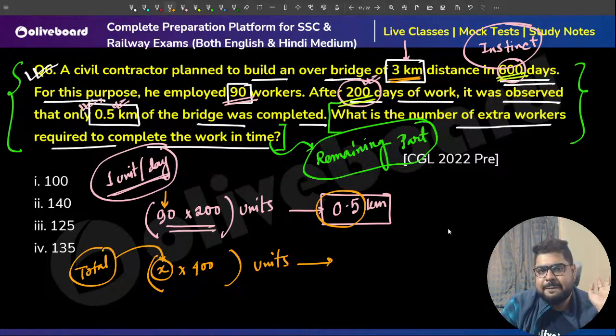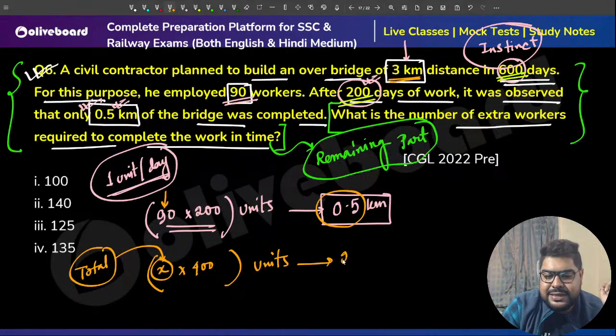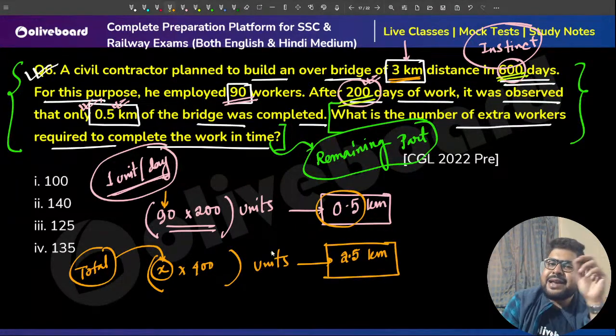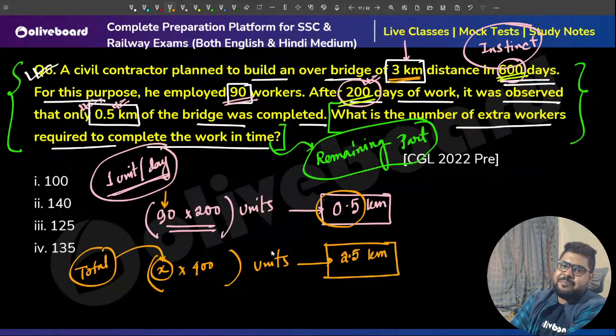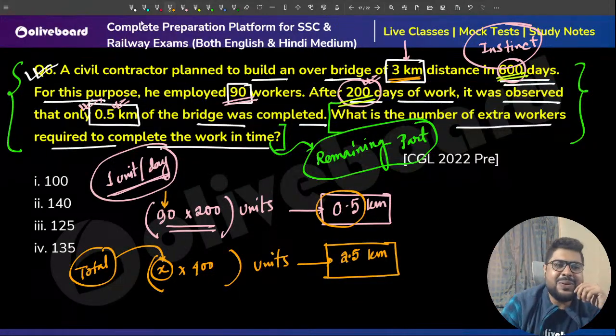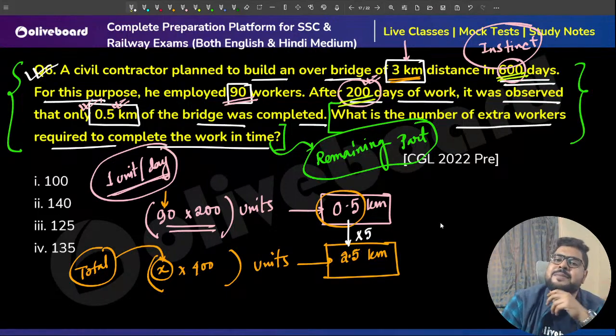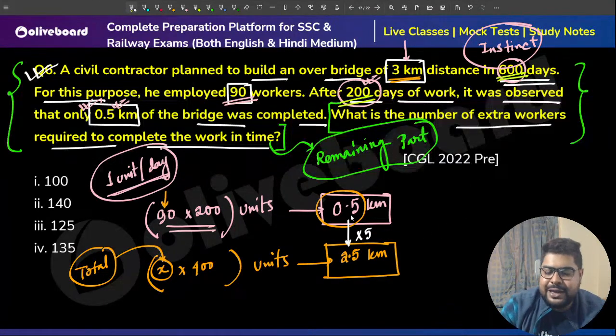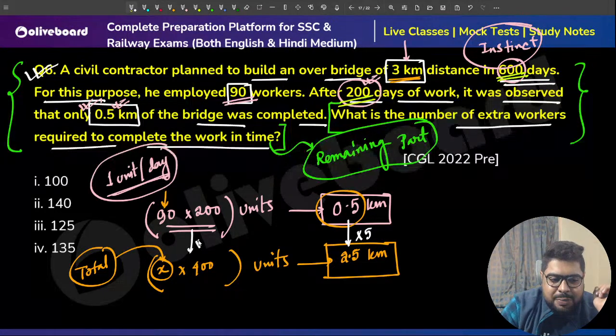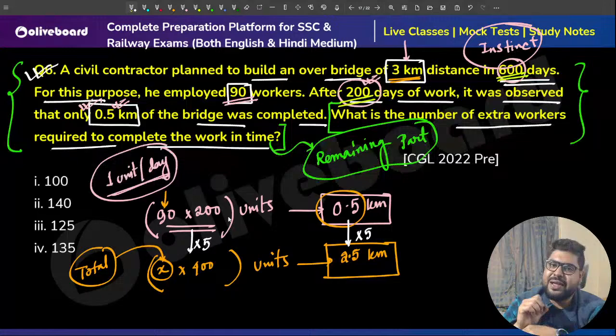0.5 is gone. So it is remaining 2.5 kilometer. It must be that remaining 2.5 kilometer. Now one thing you see, sir, this is nothing but 5 times. 0.5 times 5 is 2.5. So that means this also multiplied by 5 should be this.